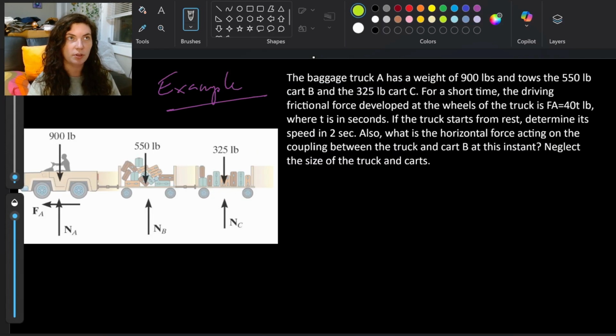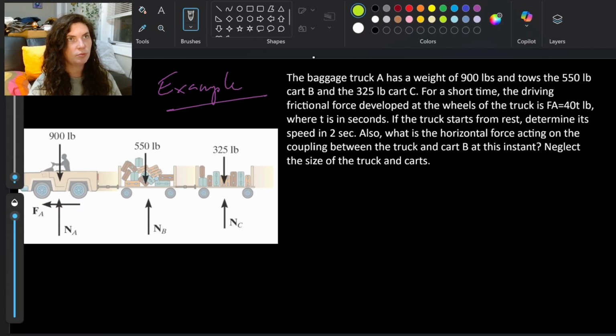For our next example, we've got a lot of words here. We've got the baggage truck, which, if you've ever been to an airport, is one of the little trucks that haul all the suitcases from the plane to the building. These are the baggage carts. The baggage truck A has a weight of 900 pounds and tows the 550-pound cart B and the 325-pound cart C. For a short time, the driving frictional force developed at the wheels of the truck is FA equals 40t pounds, where t is in seconds.